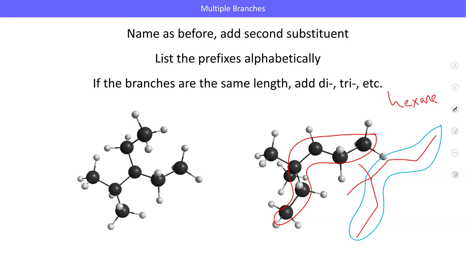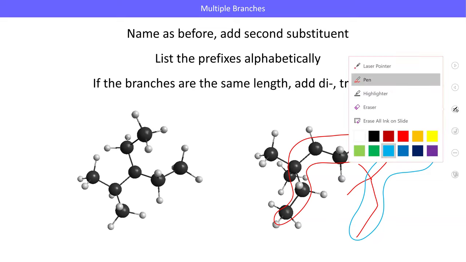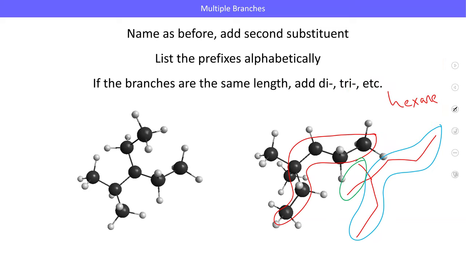I need to say that I've got 2 branches. I've got 2 things that stick out from my parent molecule circle. So we have 2 methyl groups that are both on carbon 3. This is the exact example we were just talking about, so this is going to be dimethyl.